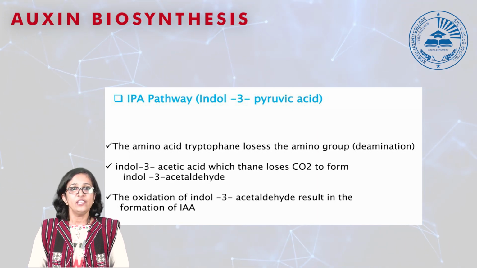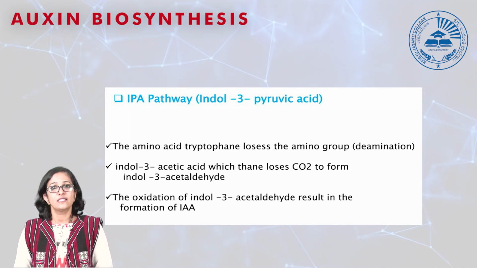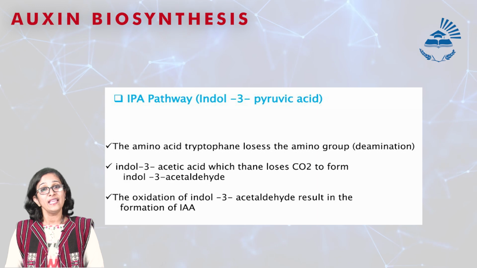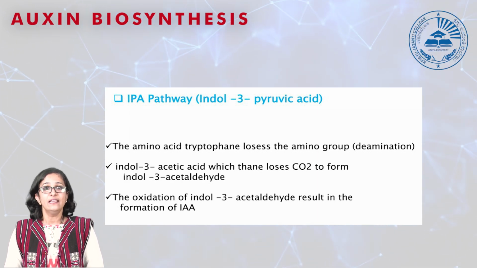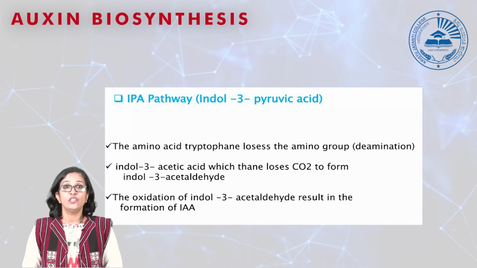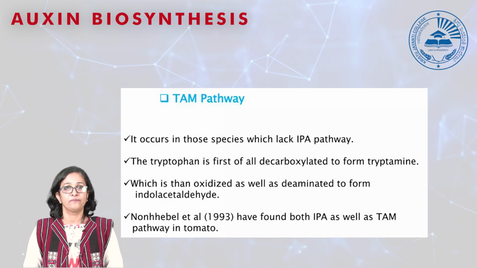Coming to the IPA pathway, or indole-3 pyruvic acid pathway, the tryptophan loses the amino group by deamination to form indole-3 pyruvic acid, which then loses carbon dioxide to form indole-3 acetaldehyde. The oxidation of this indole-3 acetaldehyde results in the formation of indole-3 acetic acid.